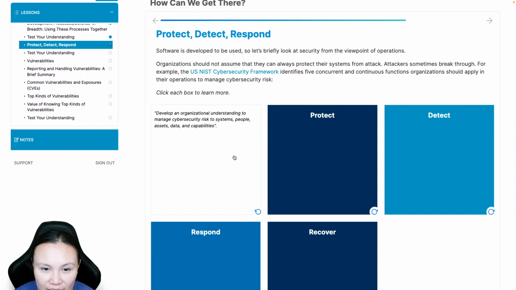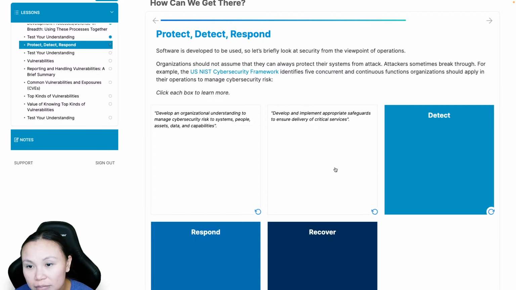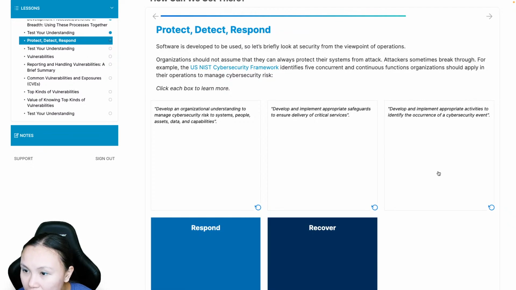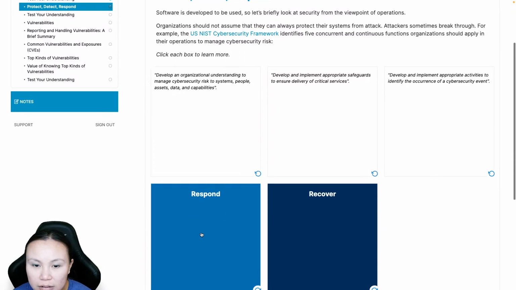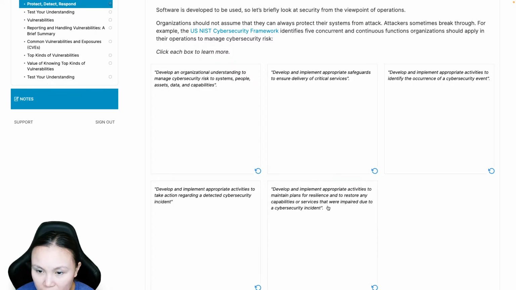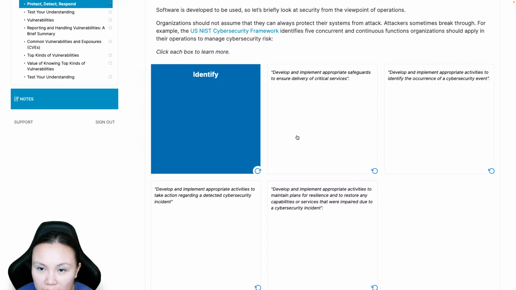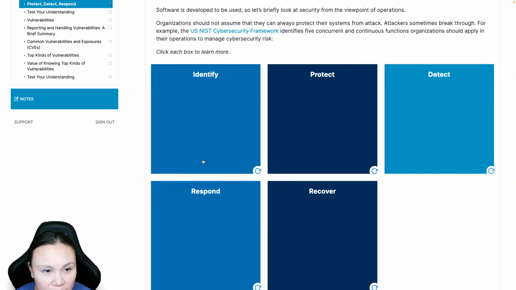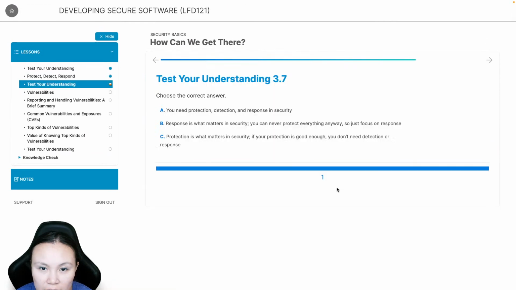Identify: develop an organizational understanding to manage cybersecurity risk. Protect: develop and implement appropriate safeguards to ensure delivery. Detect: develop and implement appropriate activities to identify the occurrence of a cybersecurity event. Response: activities to take action. So this is about action. Recover: to recover from the incident. So you go from identifying to protecting to detecting, and then we have to take action and then recover from it. Okay.